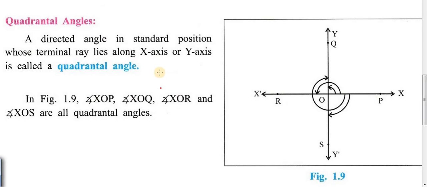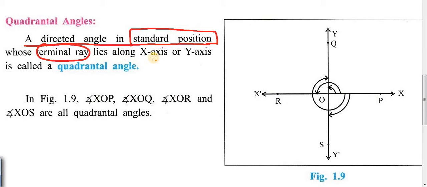Next is the concept of quadrantal angles. A directed angle in standard position. So when we say standard position, naturally the initial arm lies along the positive direction of the x-axis. So a directed angle in standard position whose terminal arm or terminal ray lies along the x-axis or y-axis is known as a quadrantal angle. Now since there are 4 quadrants, there exist 4 quadrantal angles.